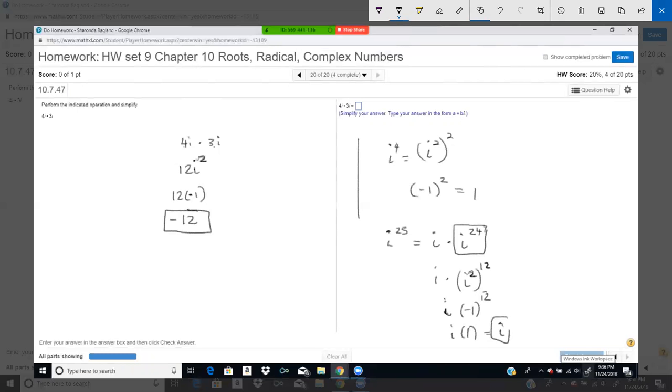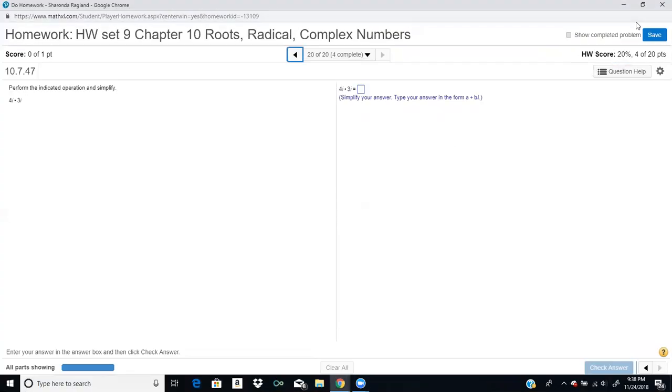Okay? So I just wanted to make you aware that the power can be higher than i squared. Suppose it is, what do you do? So that's what you do. Okay, so that gives you some idea of how to work with your roots and your radicals and your complex numbers. Okay? If you do have questions, please let me know. And I will be happy to help.